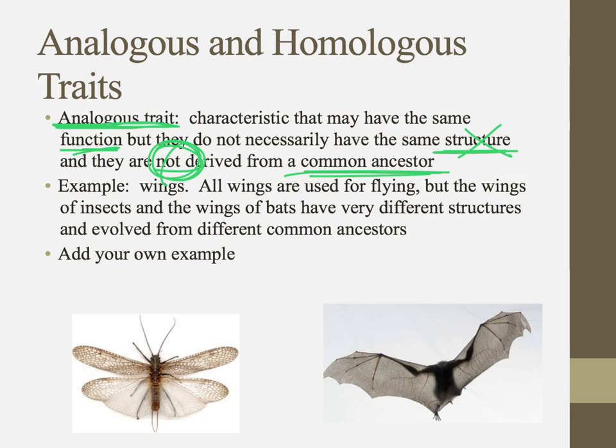Analogous traits like wings clearly have the same function, but very, very different structures. And the fact that those structures are so different tells us that they come from different common ancestors. So they should not be used to put together a cladogram or to discern evolutionary relationships.